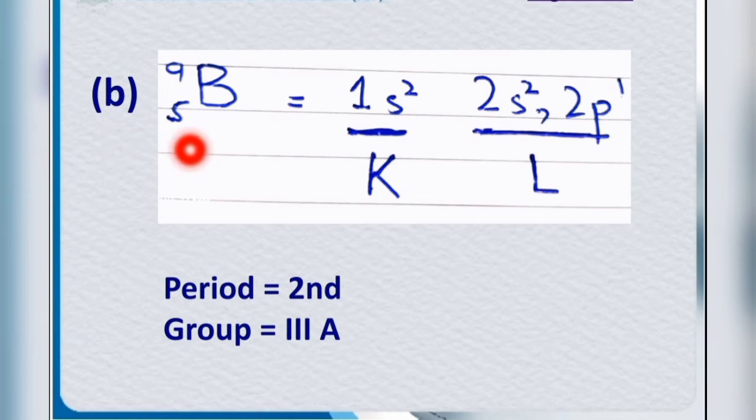Now solution of part B, which is boron. The atomic number of boron is 5. This means the total number of electrons present in boron is 5. First of all, we have to write the electronic configuration, which is 1s2, 2s2 and 2p1. Now we have to select the valence shell. Valence shell means, yes, last shell. The valence shell has n value of 2. This means period is 2. And the total number of electrons present in the valence shell is 3. 2 plus 1 is equal to 3. This means boron belongs to group 3A.